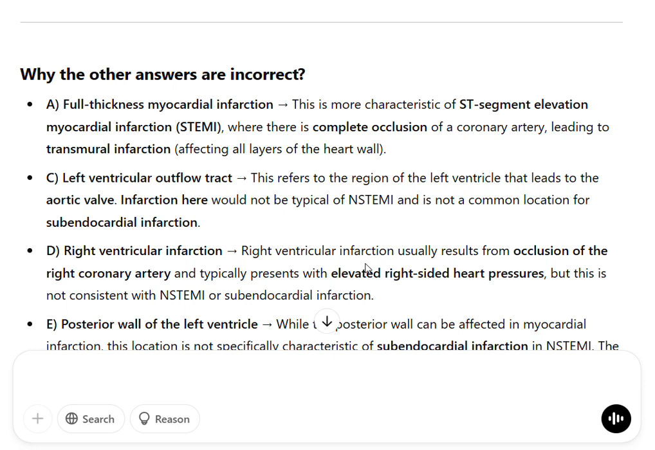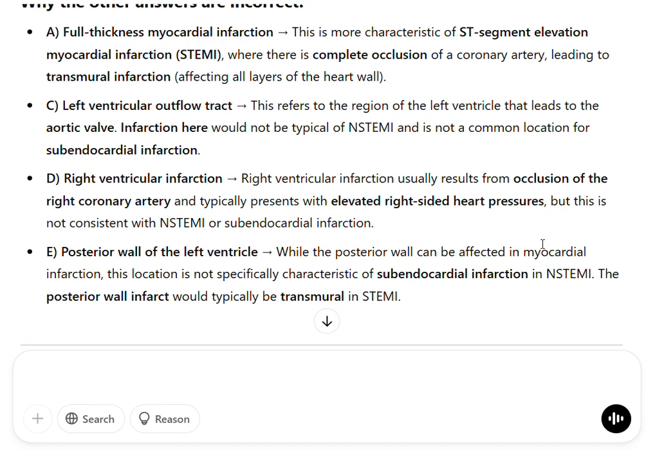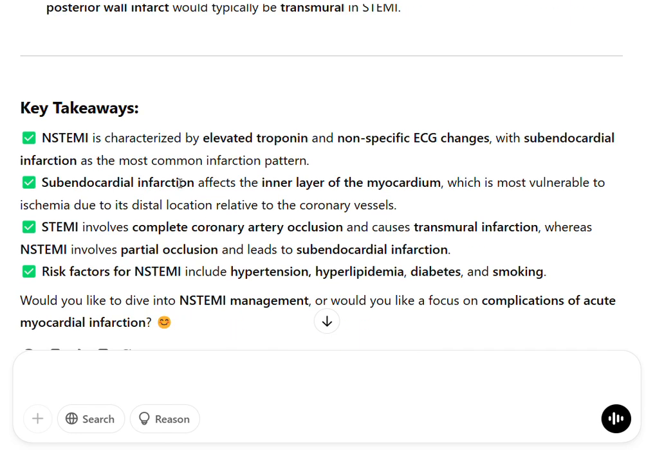E. Posterior wall of the left ventricle. While the posterior wall can be affected in myocardial infarction, this location is not specifically characteristic of subendocardial infarction in NSTEMI. The posterior wall infarct would typically be transmural in STEMI. Key takeaways: NSTEMI is characterized by elevated troponin and nonspecific ECG changes, with subendocardial infarction as the most common infarction pattern.